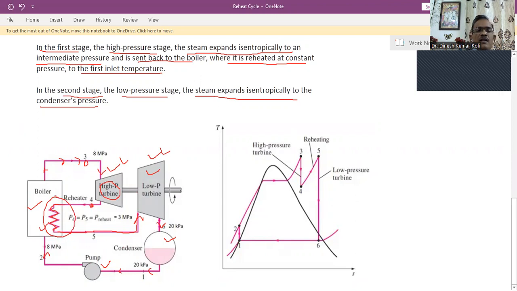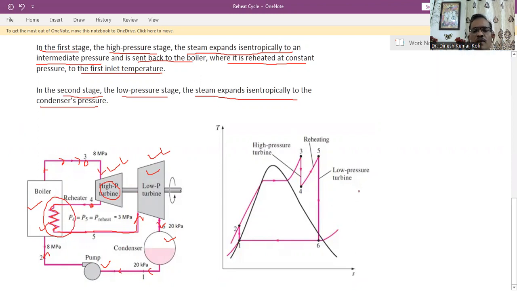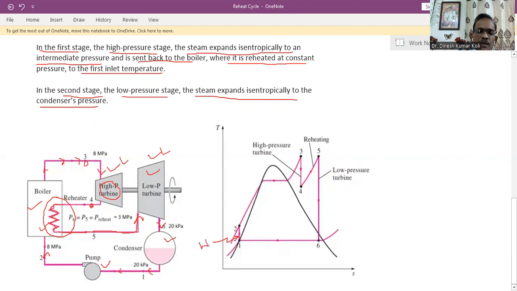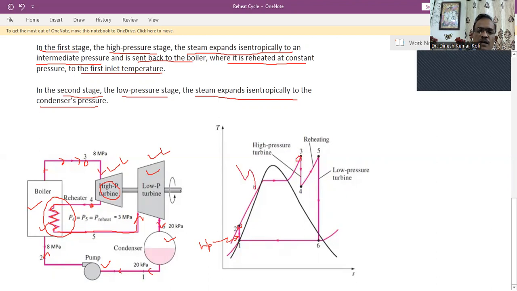Steam is reheated. The same is also shown here on the TS diagram, the temperature-entropy diagram. Here you can see 1 to 2 is the pump work. The pump feeds the water to the boiler from point 2 up to point 3. This is the part called heat addition in the boiler, which is QA.